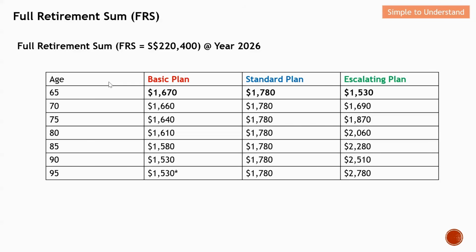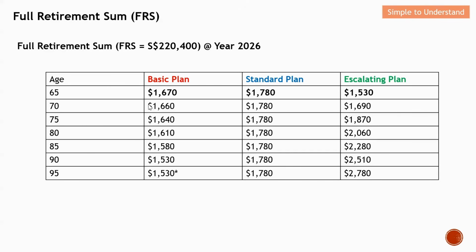This will be my last two slides. If you still remember earlier, I selected BRS when I'm 55 years old in the year 2026. This table shows that if you have chosen the full retirement sum, FRS, this will be the amount that you need to allocate in the RA account in the year 2026 when you are 55 years old.